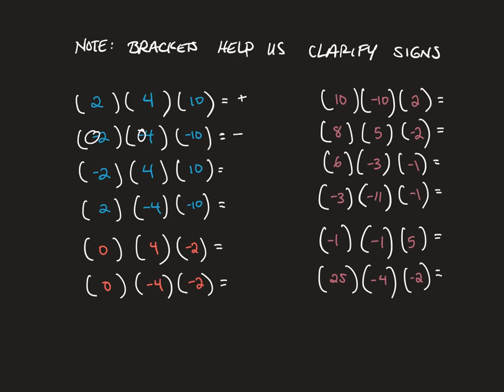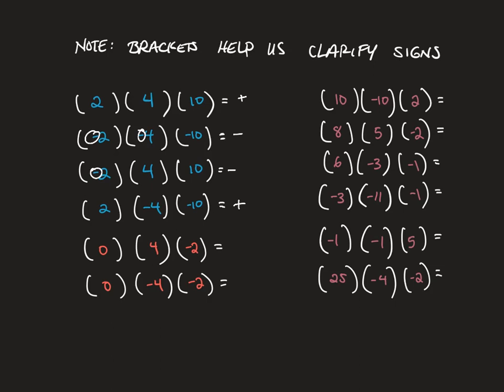Negative 2 times 4 times 10. I've only got one negative. When I have an odd number of negatives, like when I had 3 above or 1 here, I know my result is going to be negative. The next one, 2 times negative 4 times negative 10. I've got two negatives. They're going to cancel each other out. I'm multiplying that result by a positive number, so my result is going to be positive. If I have an even number of negatives and I'm multiplying numbers across, I'm going to get a positive result.